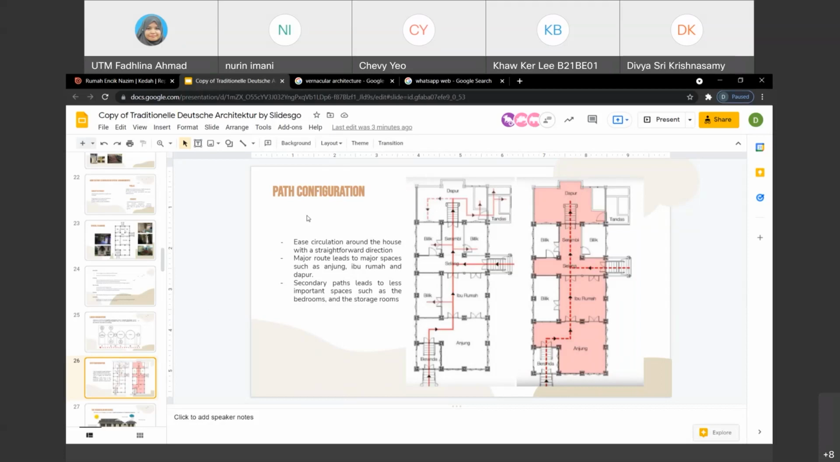So this is the circulation around the house with a straightforward direction. It is not 100% straightforward, but from the Anjung until the Serambi, it has a clear pathway of the house for the users to use. And also the secondary path leads to less important spaces such as the bedrooms.